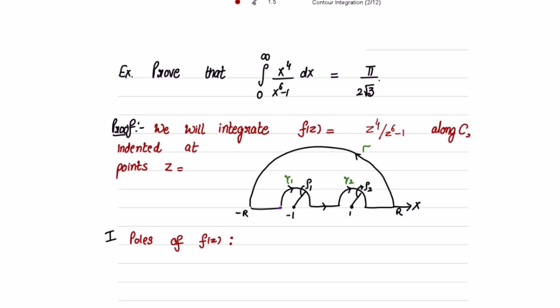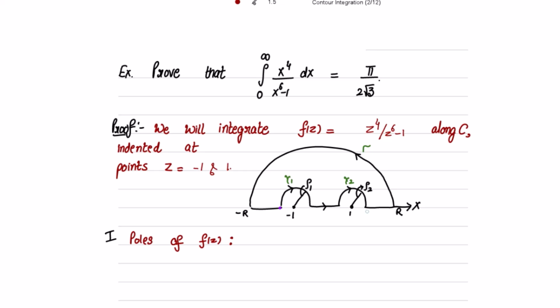Just take the denominator equal to 0. If z to the power 6 minus 1 is equal to 0, what points can we get on the real axis? We get -1 and 1 on the real axis. So at these 2 points, the contour is indented. If you look at this figure, this is point -1 and this is 1. So this contour is indented at -1 and at 1, having the semicircles gamma 1 and gamma 2 with radius rho 1 and rho 2 respectively.